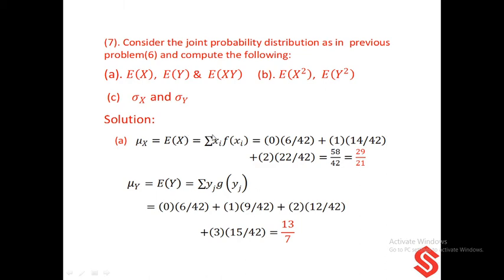We consider the data of the previous problem, and first we get expectation of x. We have the formula sigma xi into f of xi, that is x1 f of x1 plus x2 f of x2 plus x3 f of x3. You substitute the values, you get 58 by 42, that is 29 by 21. Next, expectation of y, that is E of y is equal to sigma yj g of yj, y1 g of y1 plus y2 g of y2 plus y3 g of y3 plus y4 g of y4. Simplify, you will get 13 by 7.